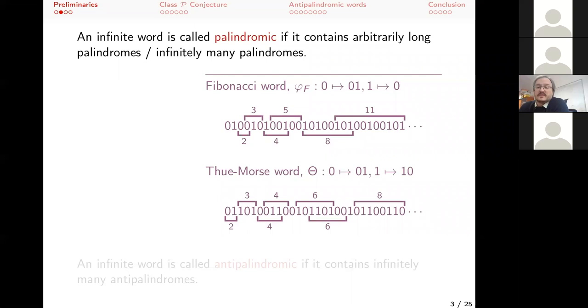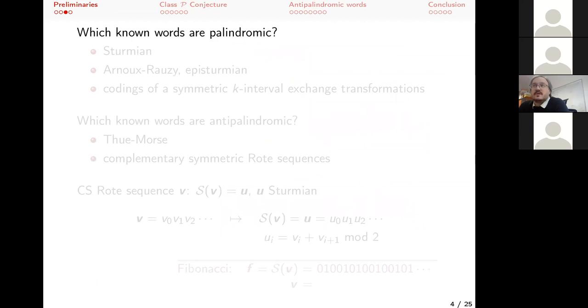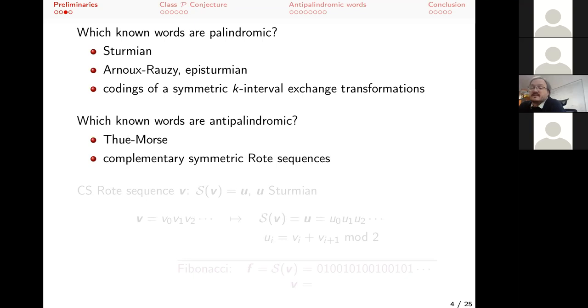Using the same logic, an infinite word is called antipalindromic if it contains infinitely many antipalindromes. So which known words are palindromic? A lot of them. All Sturmian words are palindromic. Arnoux-Rauzy words, or a larger class containing them, episturmian words, are palindromic. Codings of symmetric k-interval exchange transformations are palindromic. Concerning antipalindromicity, as I said before, the Thue-Morse word is antipalindromic, and also, for example, complementary symmetric Rote sequences are antipalindromic.